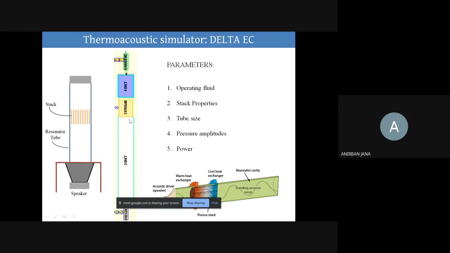So we took the simplest model which you could have. Like, this is the speaker. You have the stack here, the yellow portion, and then again you have a duct here. So this is the physical scheme, and this is the simulation scheme. And the parameters which we looked at were the operating fluid, the stack properties, the tube size, pressure amplitudes, and the power. So this is again a schematic of the thing which you have.